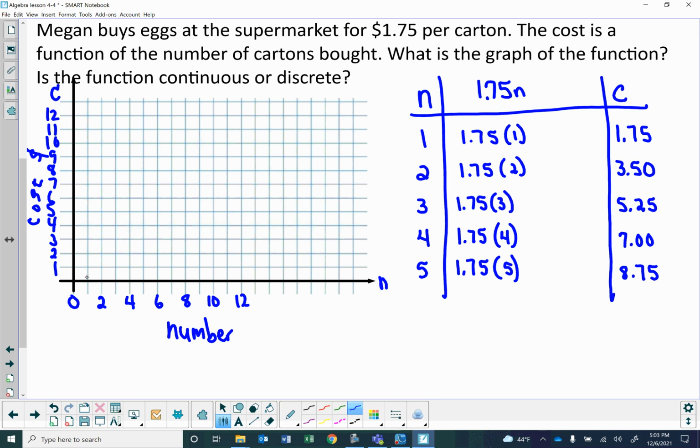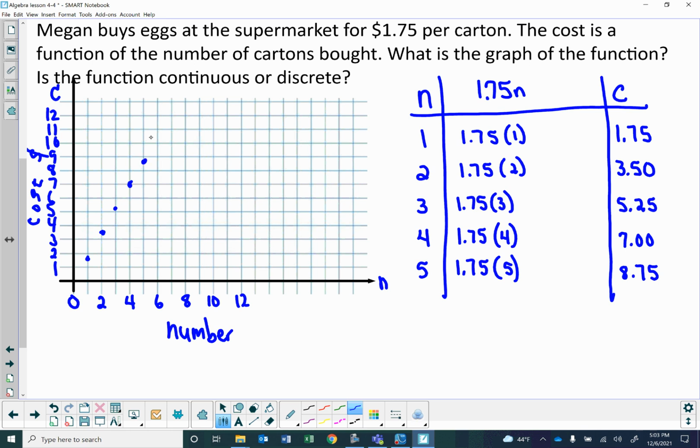Okay, I'm going to graph my points. So if I buy one carton, it's going to cost me $1.75, which is approximately there. If I buy 2 cartons, it's $3.50. $3.50 is halfway between 3 and 4. 3 cartons is $5.25, so we'll go up to 5. $5.25 is about there. 4 cartons is $7, which is right there. And 5 cartons is $8.75, which is about right there.